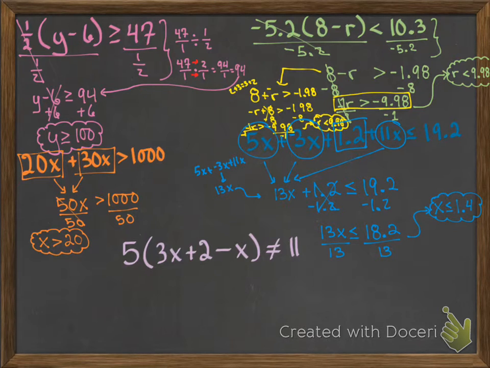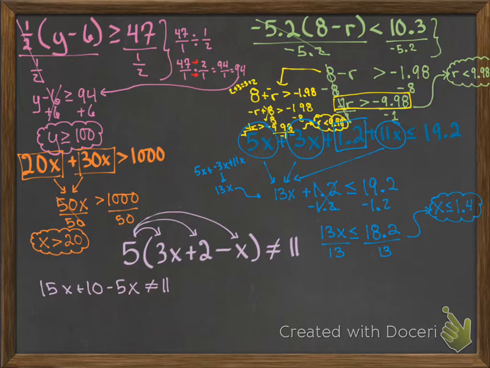You have 5 times the quantity 3x plus 2 minus x is not equal to 11. So I'm going to distribute. Another option you have is you could combine like terms before you distribute. And so you could do 3x minus x gives you 2x, so then it saves you a term. I'm not going to do that because I want to give you guys the practice of seeing the distributive property with more than 2 terms. So I'm going to distribute that 5, that 5 times all the pieces inside. So 5 times 3x is 15x, 5 times 2 is 10.